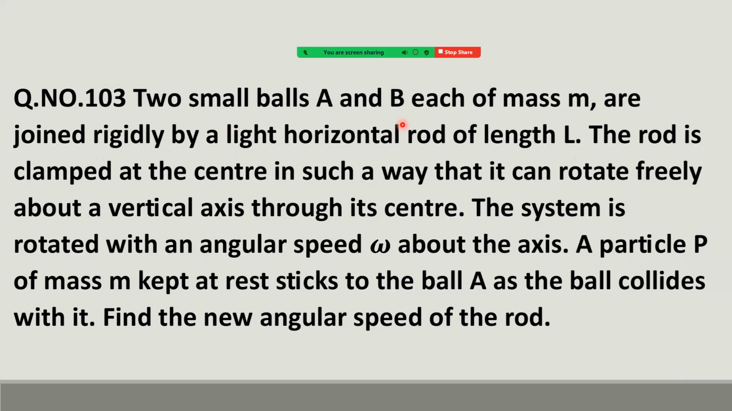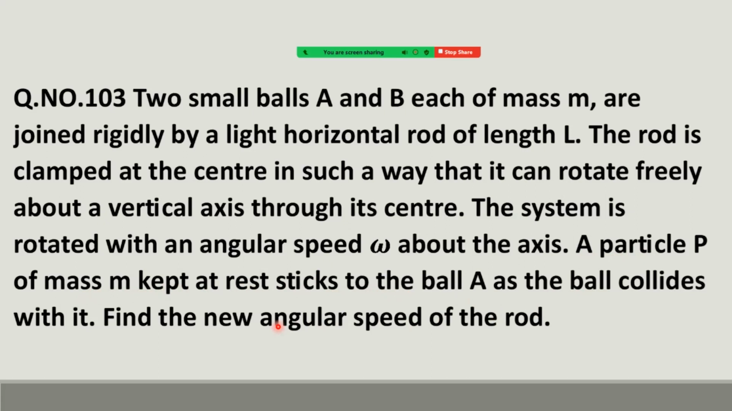Two small balls A and B, each of mass m, are joined rigidly by a light horizontal rod of length L. The rod is clamped at the center in such a way that it can rotate freely about a vertical axis through its center. The system is rotated with an angular speed omega about the axis. A particle P of mass m kept at rest sticks to the ball A as the ball collides. Find the new angular speed of the rod.